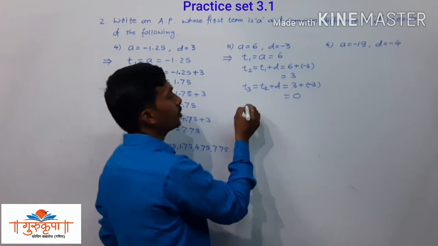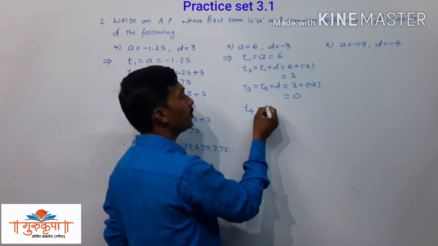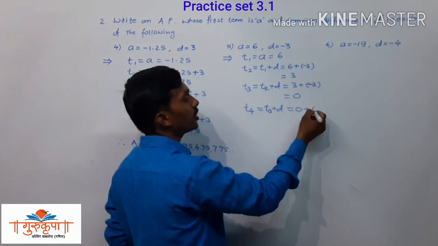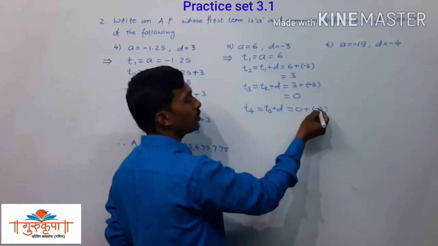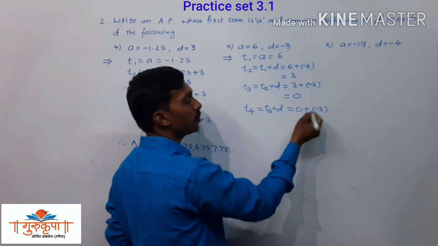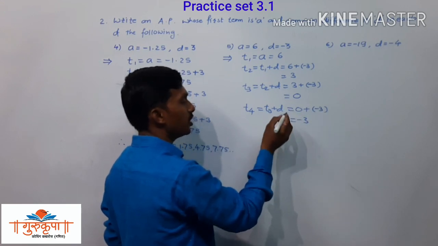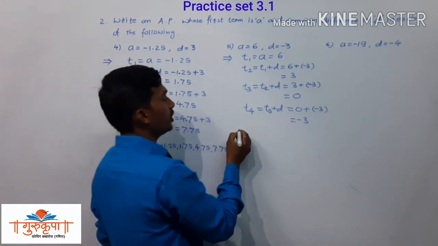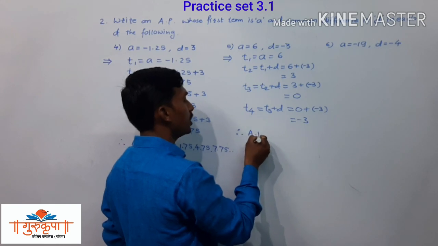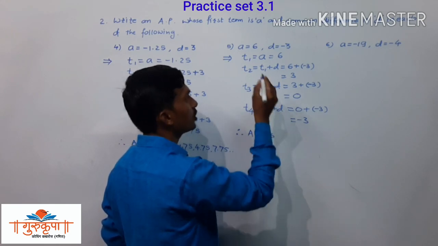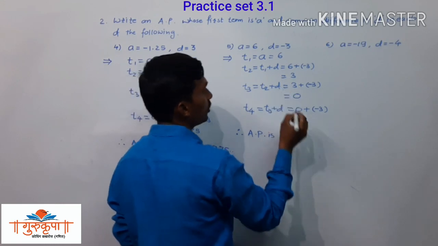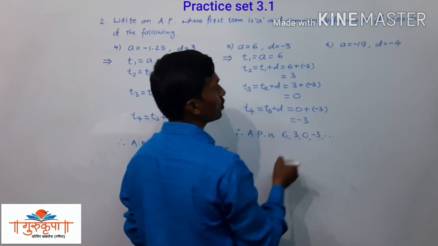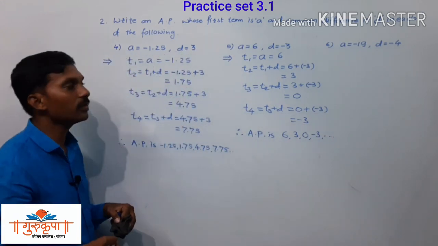Now we have to get the fourth term, that is T4 is equal to T3 plus D. T3 is 0 plus common difference is minus 3 and this 0 plus minus 3, that is plus into minus is minus, 0 minus 3, that is minus 3. This is fourth term. So here we get all the 4 terms. So we can write that here AP is arithmetic progression is first term 6 comma, second term 3, then 0, then minus 3 and so on. So this is all about the example number 5.